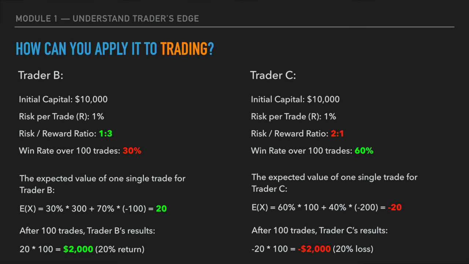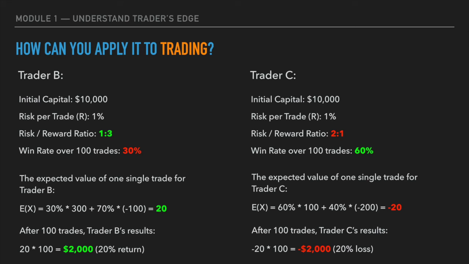Let's take a look. The expected value of one single trade for Trader C is negative $20 in total. After 100 trades, Trader C actually lost $2,000 in total. That results in a 20% loss. Even though his win rate is as high as 60%, he can still lose money.